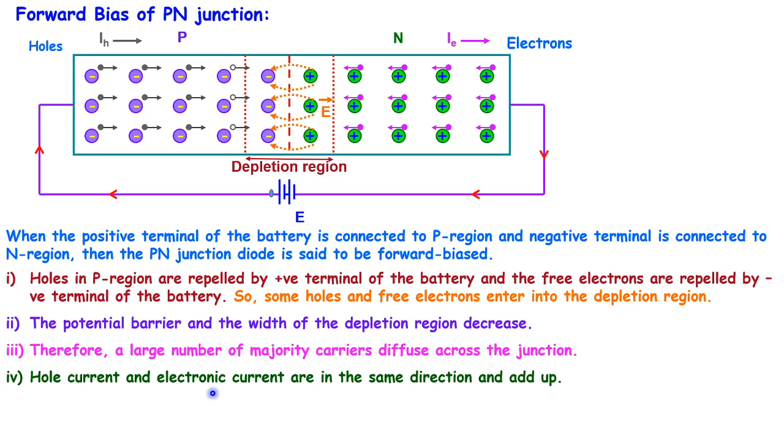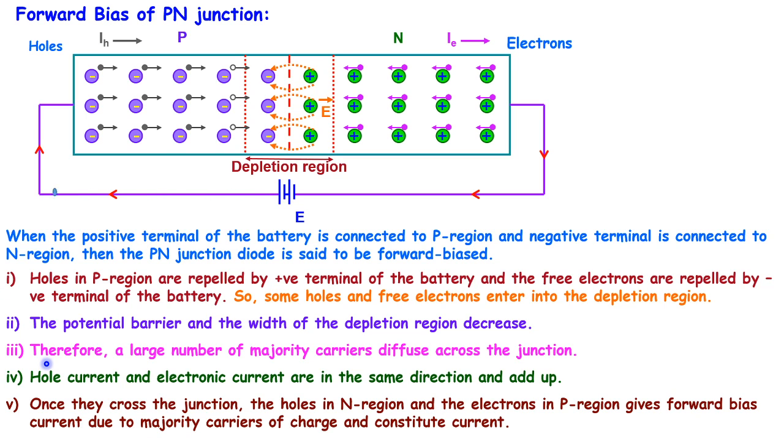Hole current and electron current are in the same direction and added up. Once across the junction, the holes in the N region and the electrons in the P region give forward bias current due to majority charge carriers, and this contributes to the current.